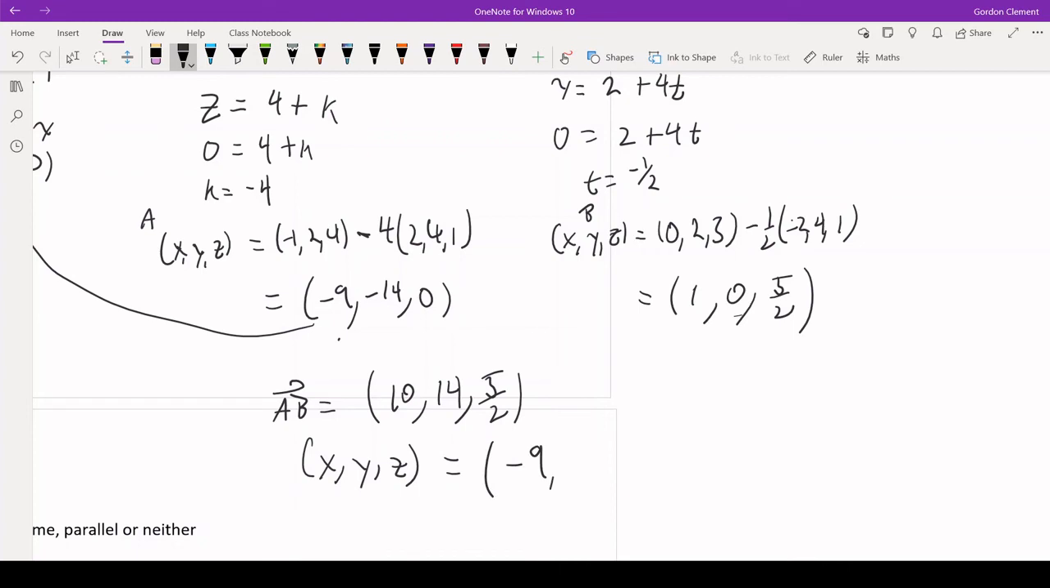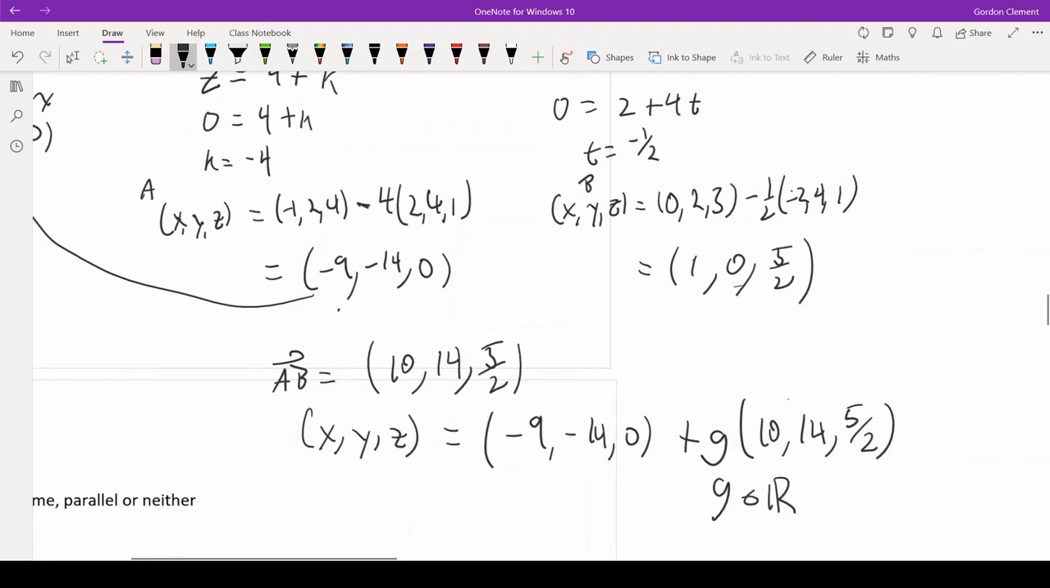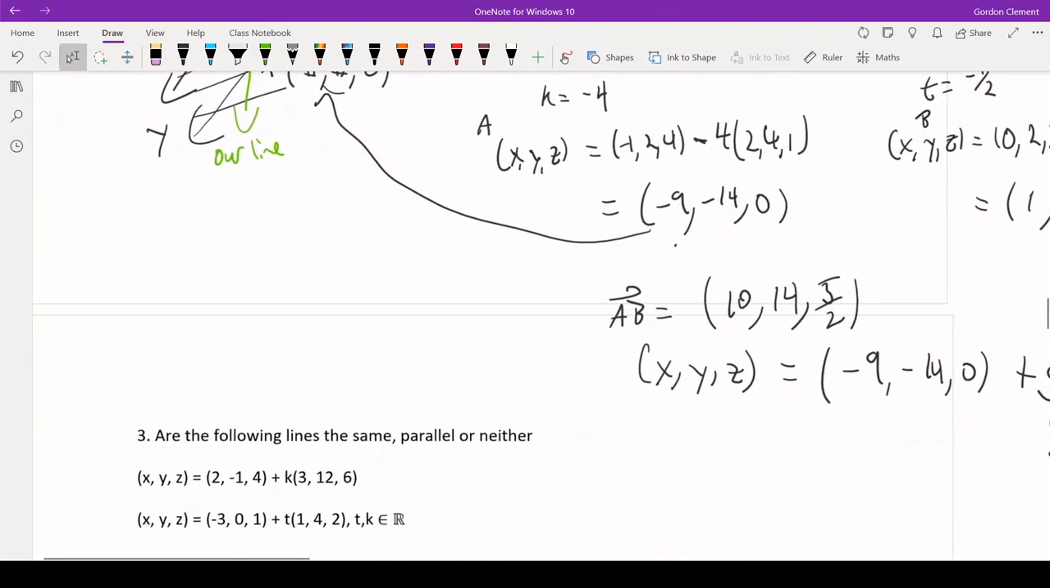I can pick either one of those points as my starting point. So I've used T and K, so I'm going to use G. It's a great letter. So that could be potentially one way to write the equation of that line. You might have used the other point, so you might have used 1, 0, 5 over 2 for your starting point. And as long as your vector is a scalar multiple of my vector, then you've got the same equation as me.